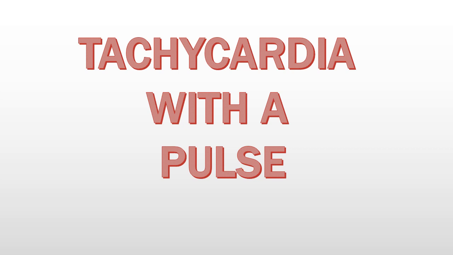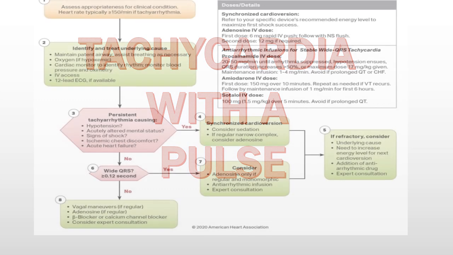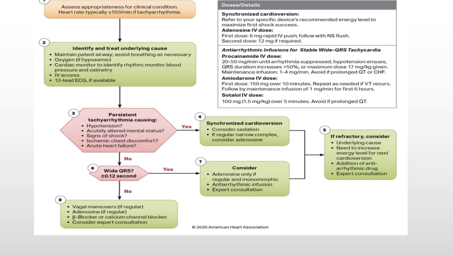Tachycardia with a pulse. So it will include all tachycardias, including ventricular tachycardia with pulse, and supraventricular tachycardia, sinus tachycardia, and atrial flutter, atrial fibrillation. These all are included. This algorithm I have taken from AHA. So how you are going to manage the tachycardia? First of all, tachycardia is more than or equal to 150 beats per minute.